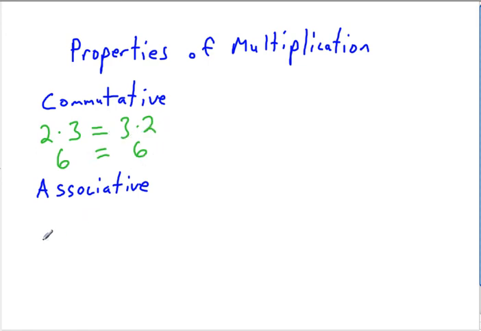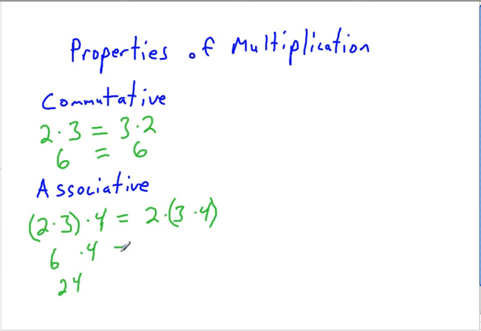The associative is a little different. I'm just going to pick 3 numbers. This works with any 3 numbers, but I'll just use small ones to make it easy. 2 times 3 times 4. Okay. So what the associative property says is normally we do multiplication left to right. So we would do 2 times 3 and get 6. Times 4 would get 24.